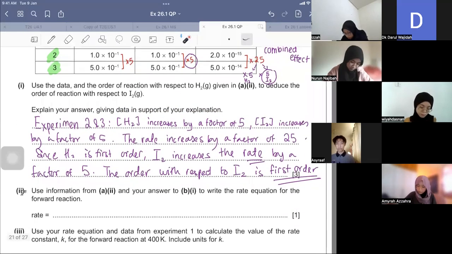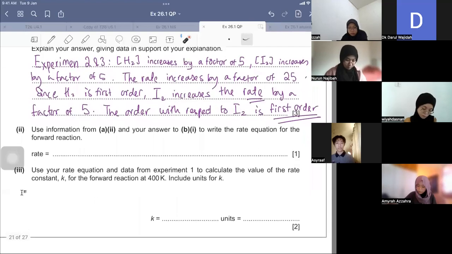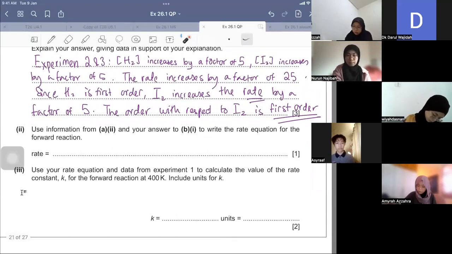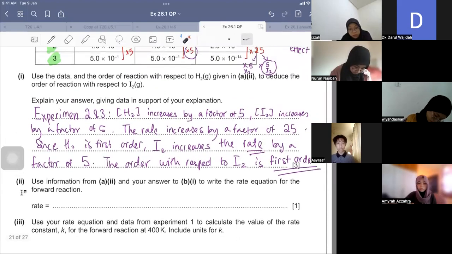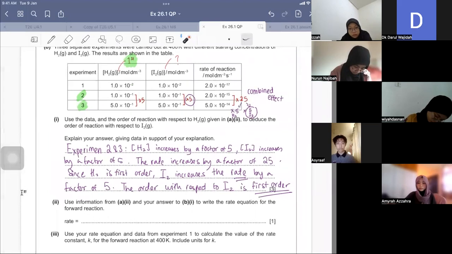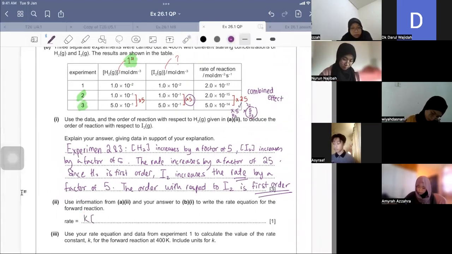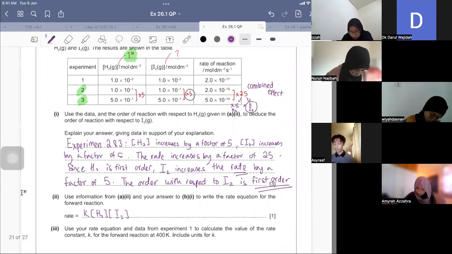Use the information, write the rate equation, use your rate equation to calculate the value of the rate constant. I think that one we are okay. Let's just do that quickly. Rate is equals to K times the concentration of hydrogen, first order, that means power 1. Iodine, first order, that means power is also 1.